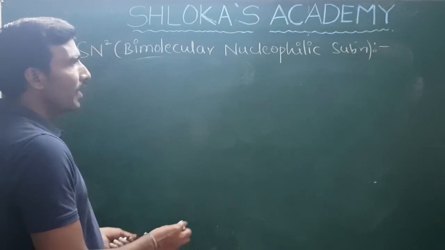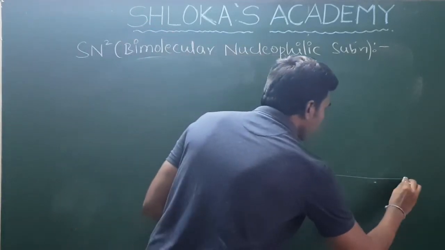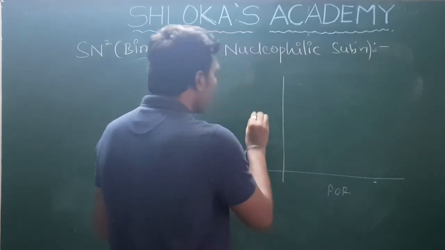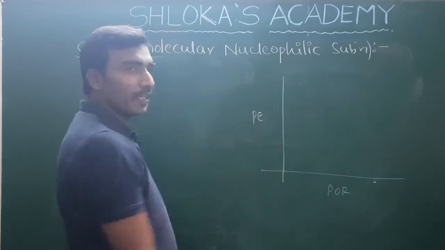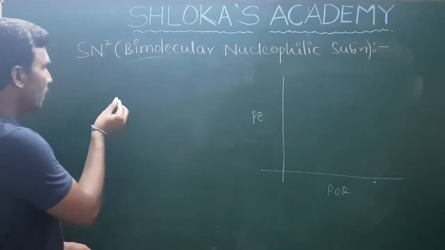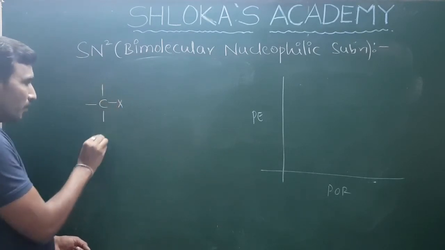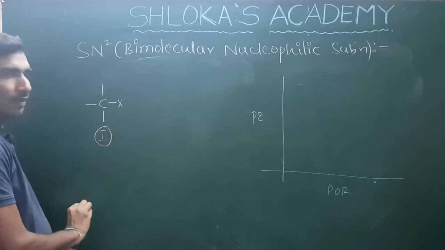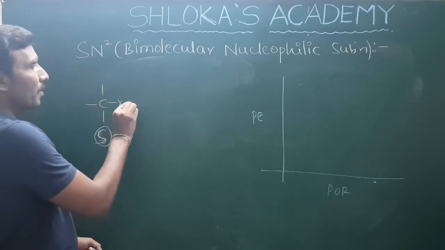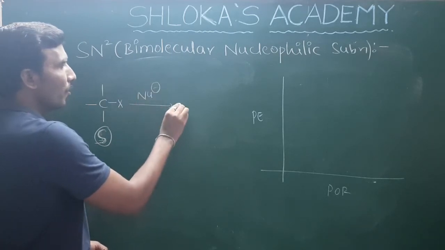Now, if you take the energy profile diagram, on the x-axis, progress of the reaction. On the y-axis, I am taking potential energy. So here, if you take the mechanism, it is what? Substrate, or I can take it as S, substrate. And it is what? Nucleophile. Then what do we get?